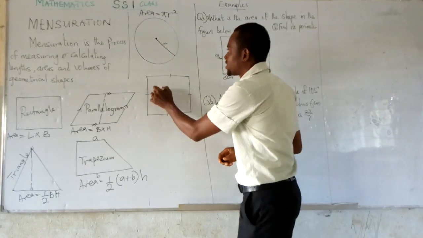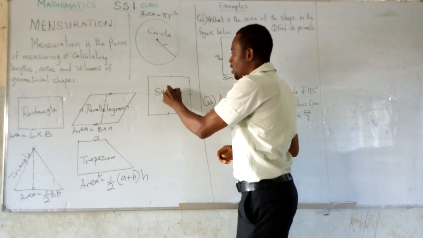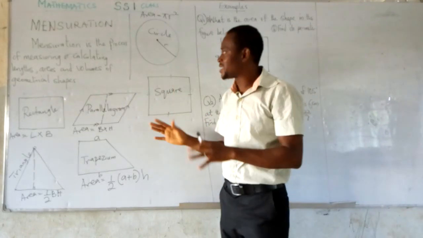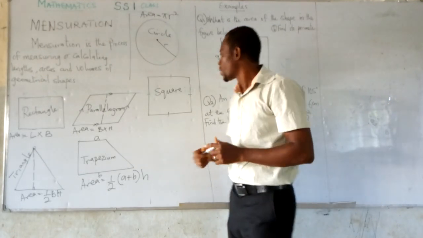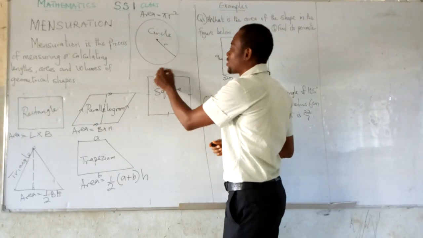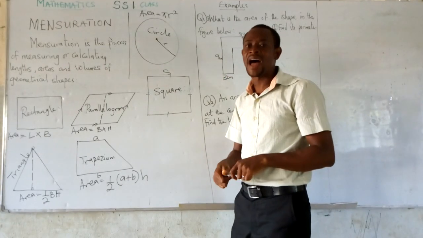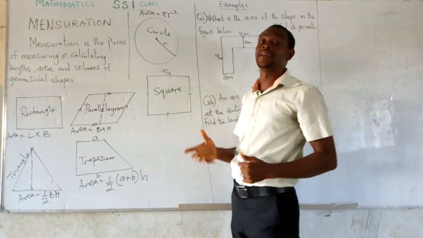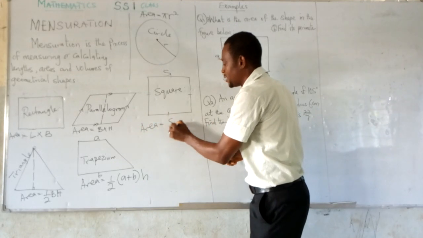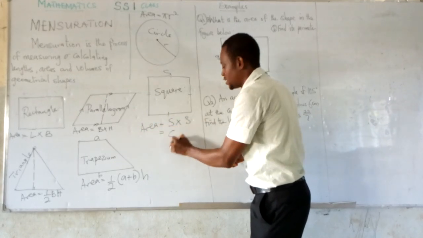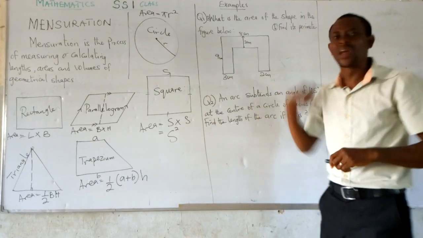Then we come to the last one here. We said this is a circle. Then we come to the square. I'm not saying that these are the only plane shapes that we have, but these are the ones we can take for now. One of the properties of a square is that the four sides are equal. Hence, I indicated to show that they are equal. So the area of a square is simply side times side, which is side squared.